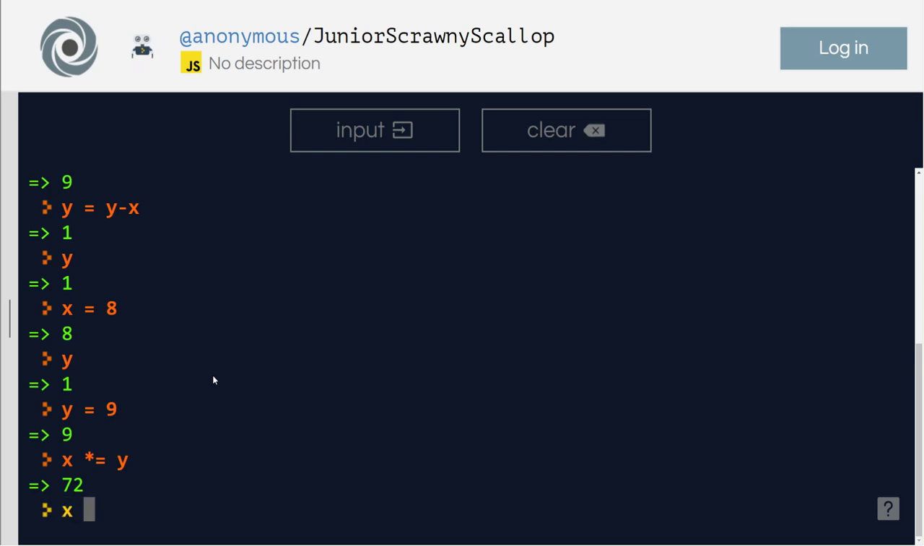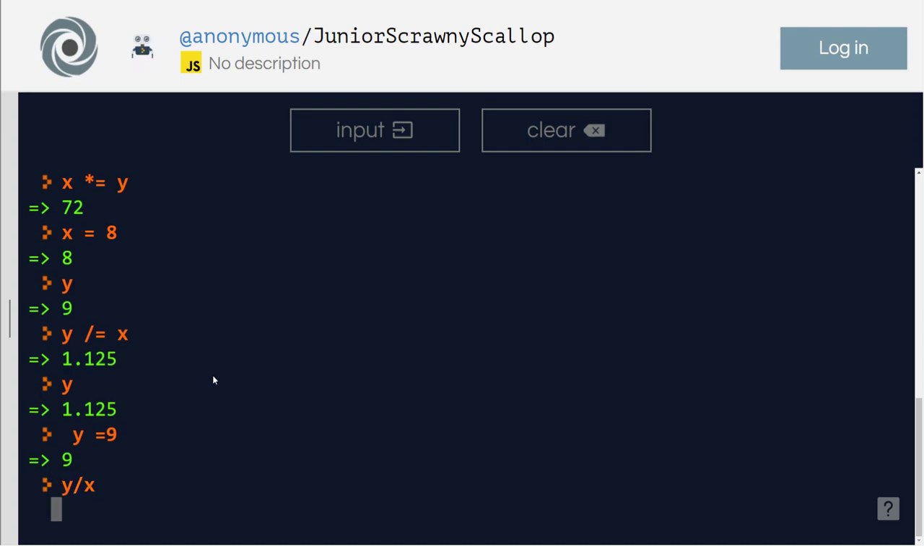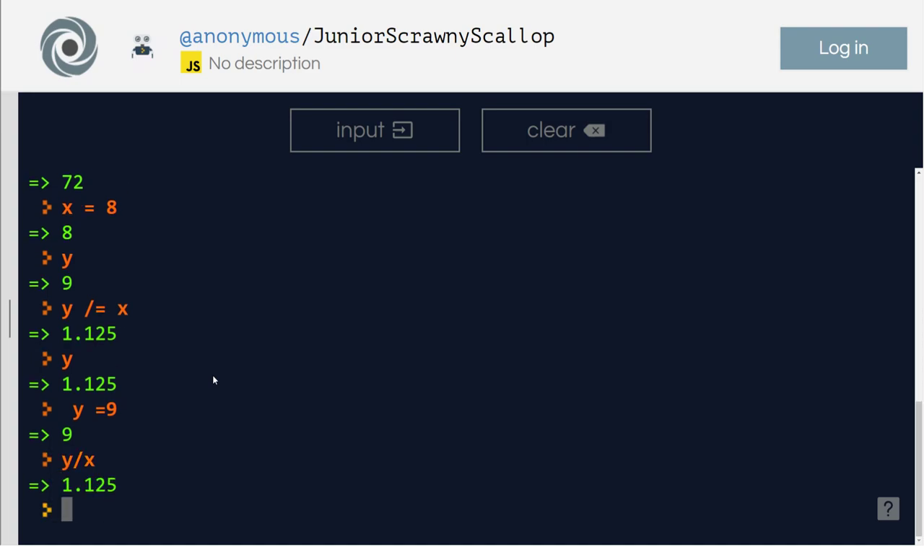The same way, let me bring back the x value to 8. y is already 9. Then y's new value is going to be this, right? So what did I do? y equals y divided by x. That's what I did. Let me show that again. I'm going to make y equal to 9 again, and if I do y divided by x, that is 1.125, right?